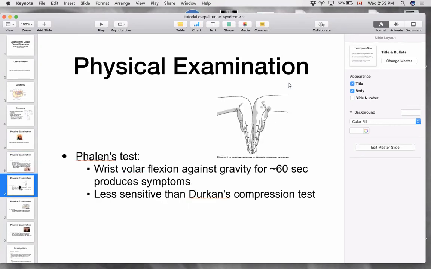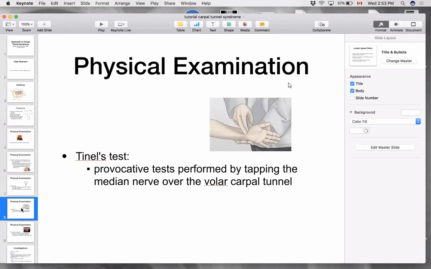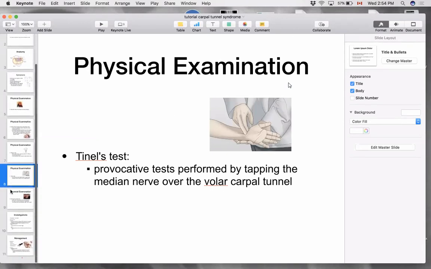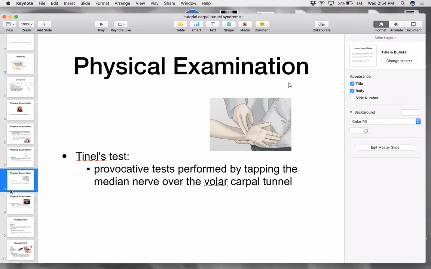Phalen test. Volar flexion of the wrist against gravity for 60 seconds. Usually this will produce the symptoms, though it is less sensitive than the Durkan test. Tinel's test is a provocative test performed by tapping the median nerve over the volar carpal tunnel. Once you tap on the carpal tunnel, the patient will have some numbness and electricity in the distribution of the median nerve. So that's also a good test to check for the median nerve.